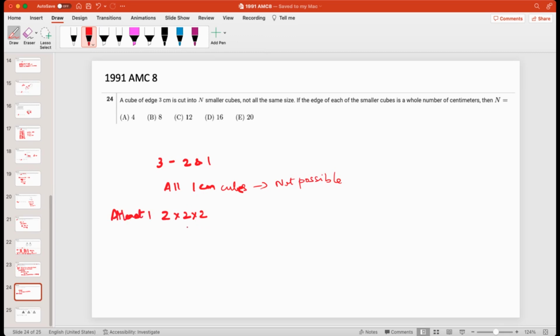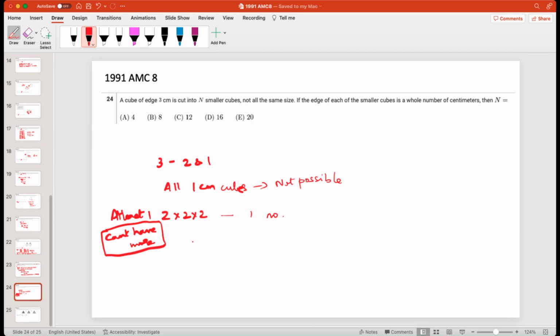Now we can't have more either. Why? Because if I have more than one, 2 or more 2 by 2 by 2 cubes, the side will become 4 centimeters, which is not possible. So we can have only one 2 by 2 by 2 cube. So we have this one number.